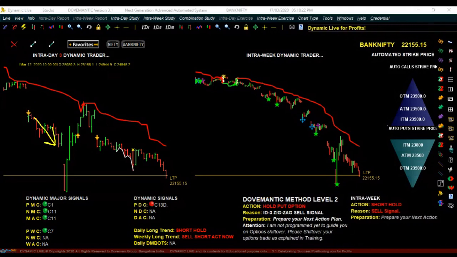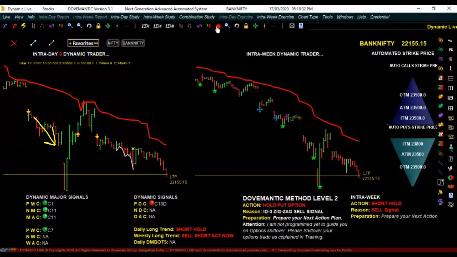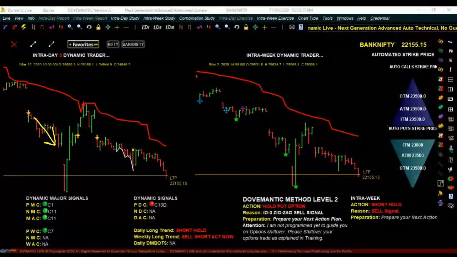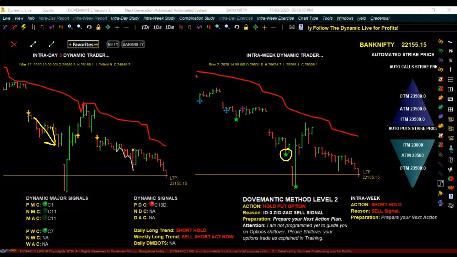So as the price started coming down, look at the chart on your right side and observe this closely. As the price started coming down, right at the bottom there is some symbol. Now this symbol could be a DMBOTS, or it could be a zigzag, or it could be a dynamic system caution. Especially DMBOTS or dynamic system caution. But you don't have to worry about all these things. Just remember, if any symbol appears at the bottom.